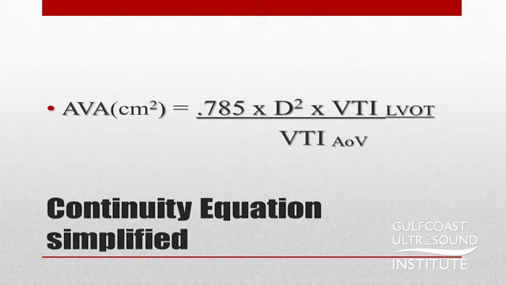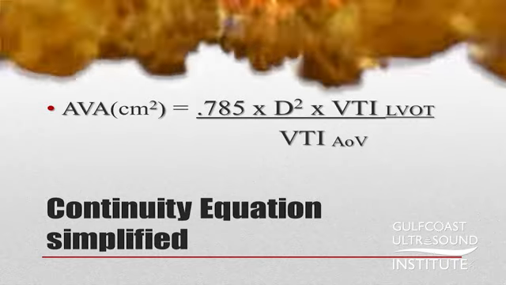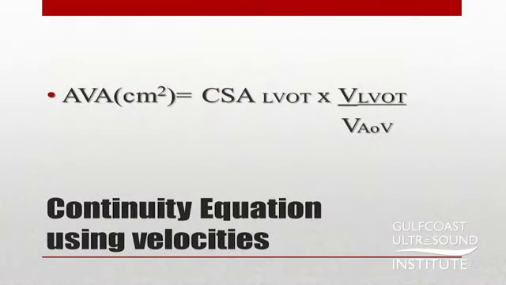When we break down how to calculate the cross-sectional area, we need to multiply 0.785 times the diameter squared to obtain that number. So this version is just showing you specifically how to calculate the cross-sectional area of the left ventricular outflow tract. This is another simplified version of the continuity equation in which the formula changes slightly to substitute velocities for VTIs. I always recommend using a VTI instead of the peak velocity because the peak velocity will be less accurate if the shape of the velocity curve is atypical.